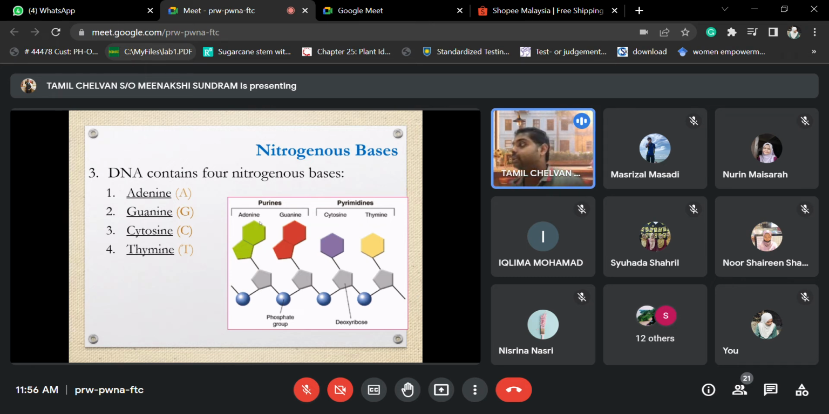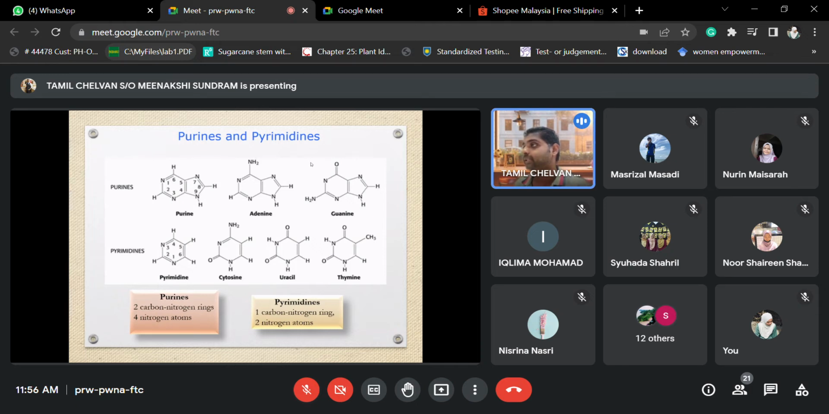And purines and pyrimidines, the difference is here. Nanti kita tengok what's the difference. Adenine dengan guanine are purines. Adenine dia match dengan thymine, guanine dengan cytosine, dalam dia punya alpha helix tu. So purine kita ada adenine, guanine. Pyrimidines dia ada cytosine, thymine, uracil.